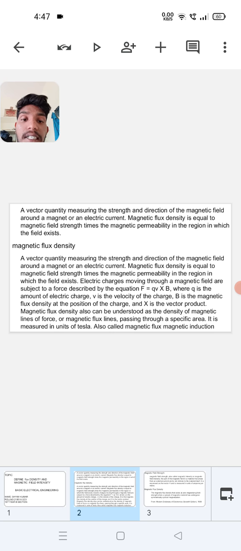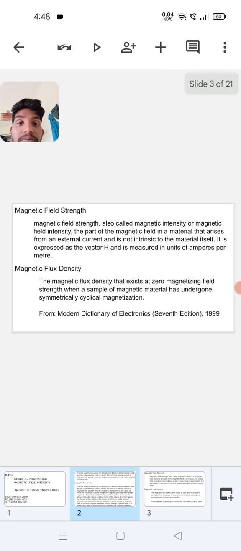Magnetic flux density also can be understood as the density of magnetic field, or magnetic flux lines of force passing through a specific area. It is measured in units of Tesla, also called magnetic flux and magnetic induction.